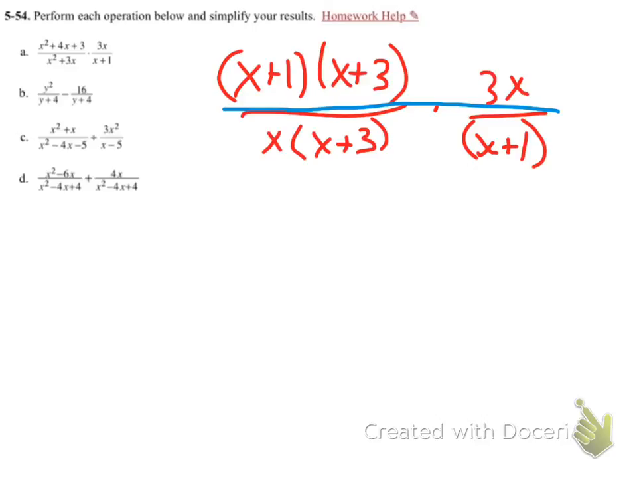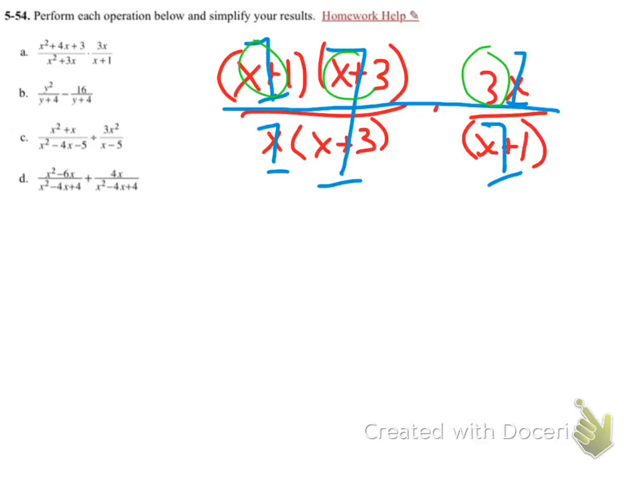So x plus 1 divided by x plus 1, those reduce down to 1. x plus 3 over x plus 3 reduces down to 1. And the x here and the x here also reduce down to a 1. So what I have left is 3 in the numerator, because I have 1 times 1 times 1 times 3. So all I have left is 3. And my denominator are just all 1s. So it's 3 over 1, which just equals 3.